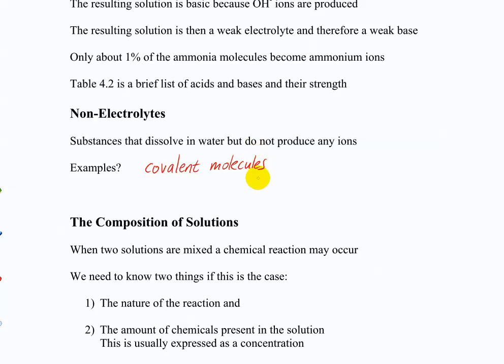Covalent molecules made up of nonmetals, so things like methanol, formaldehyde, nitrous oxide, various molecules that we've named over the time here. One important thing is they generally have to also have this polarity. So molecules made up of only carbon and hydrogen, it's true that they're non-electrolytes, but they also don't dissolve in water.